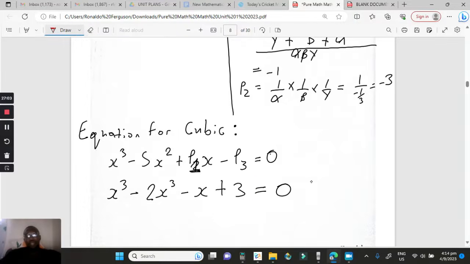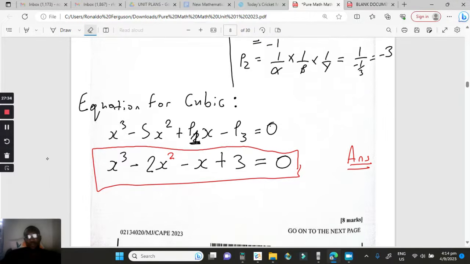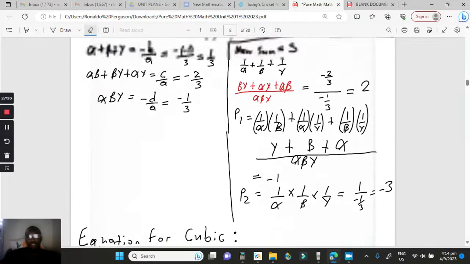Now do not ignore the equals 0. If you ignore the equals 0, they ignore a mark, because look what I'm saying. If you write this, x cubed minus 2x squared minus x plus 3, this is a cubic expression and not a cubic equation. They want an equation, put your equals 0, please. That's 8 easy marks. As I said, it's usually 8 marks.